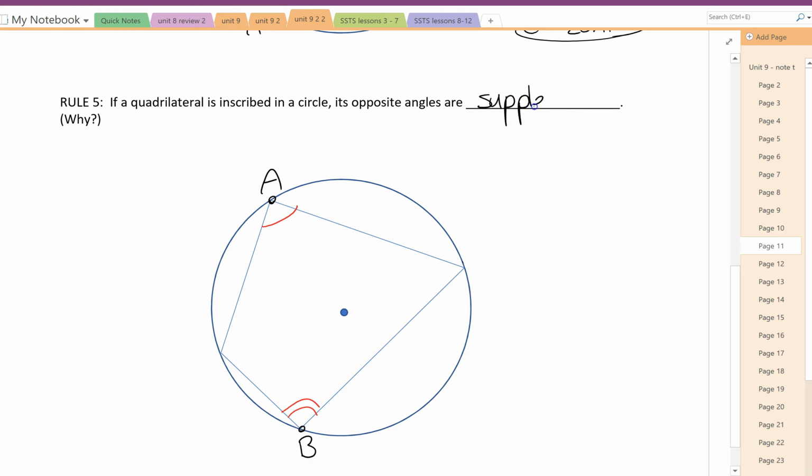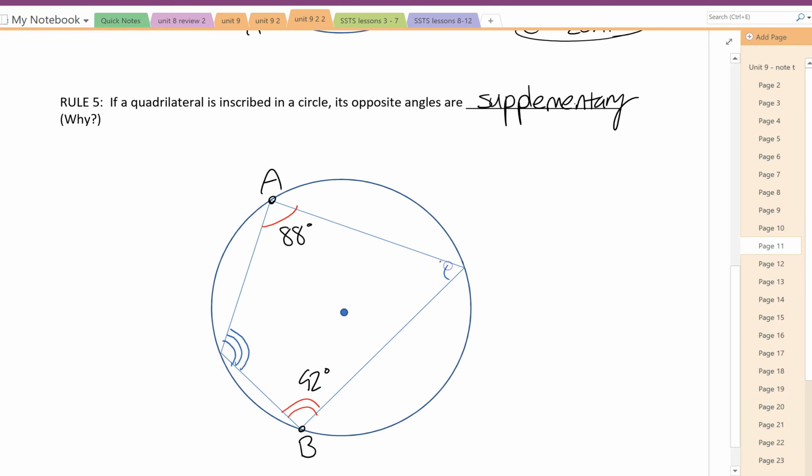And if you forgot what supplementary means, it means 2 angles that add up to 180 degrees. So in other words, if angle A right here is 88 degrees, angle B would have to be 92 degrees, right? Because if I add 92 and 88, I would get 180. Same thing going the other way.